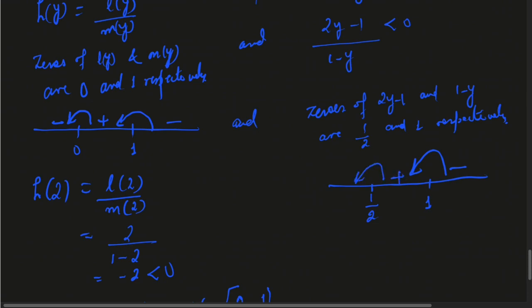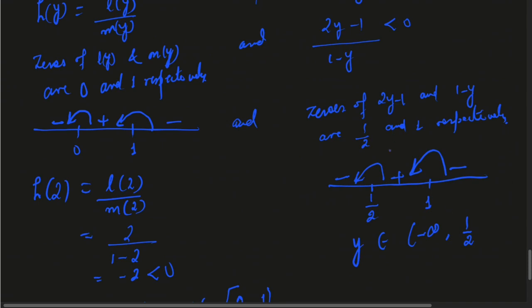Now when we cross 1 by 2, then this term 2y minus 1 will be in picture, and the power of 2y minus 1 is 1 again, and 1 is an odd number, so the sign will change again. So here the sign was positive, when you cross the sign becomes negative. So now for this term to be less than 0, y should belong to negative infinity to 1 by 2.